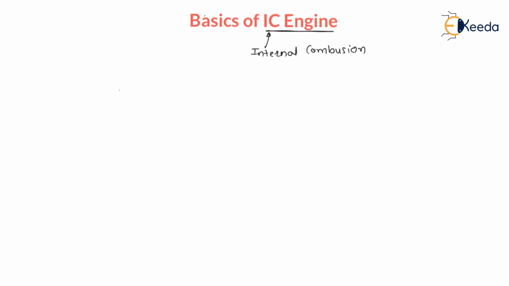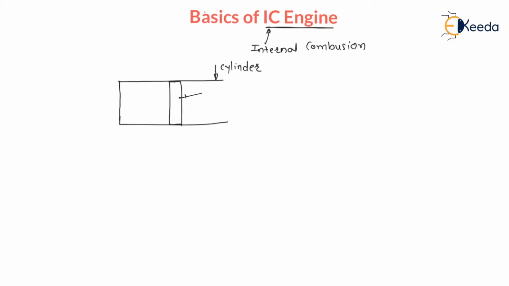Let us say there is a cylinder. Here you will find one cylinder. It is a cylinder of IC engine, and inside this cylinder the piston is reciprocating. Here you can say this is a piston which is reciprocating inside the cylinder. The motion will be reciprocating, to and fro motion.